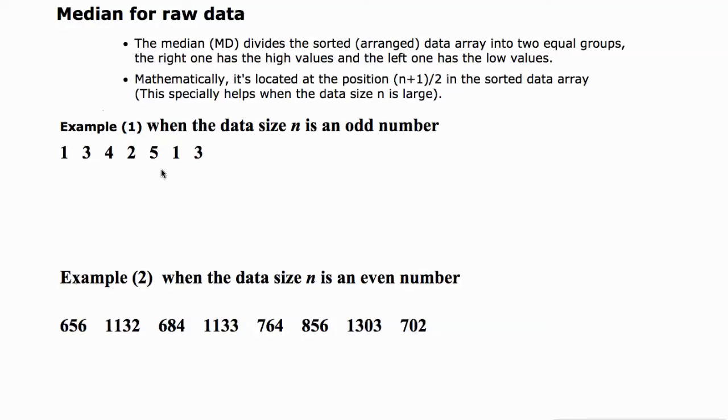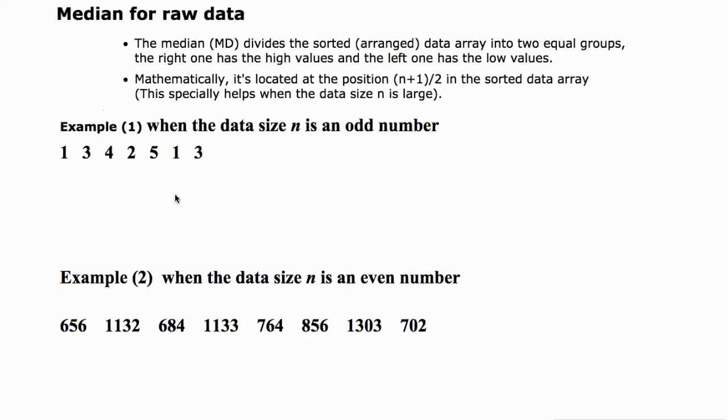So what is the median for the raw data? It is the value in the middle of the arranged array of the data. What it actually does is divide the array of the data into two equal groups. The one on the left side will have lower values, and the one on the right side should have the higher values. So let us first arrange the data. Let us sort the data from small to large in order to find the median.